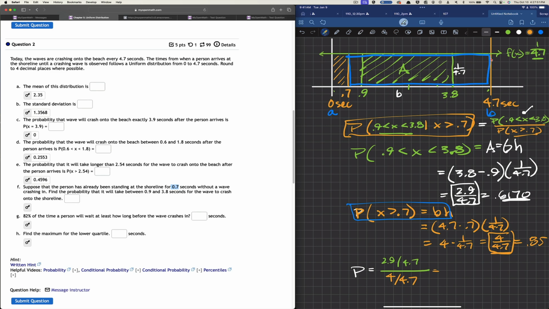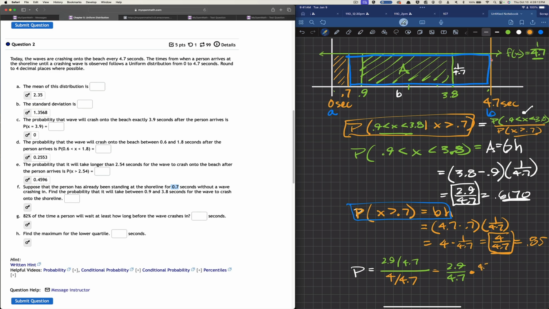Keep, switch, flip. Keep the first fraction, 2.9. I hate both of those sayings anyway. Switch the operation from division to multiplication and flip the orange fraction, the denominator.